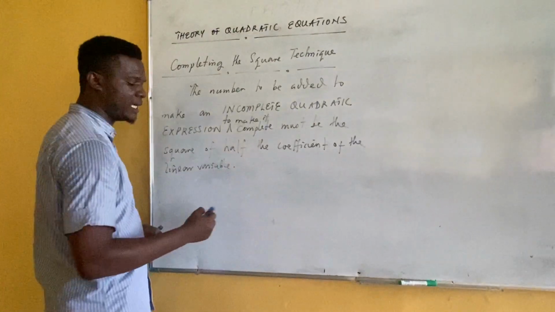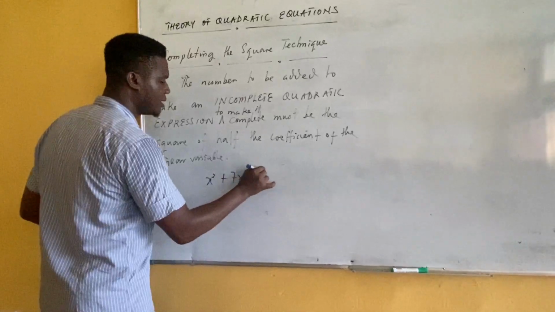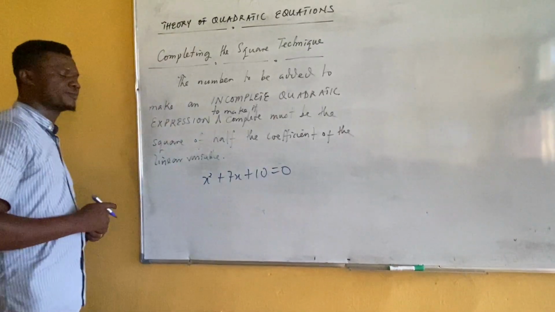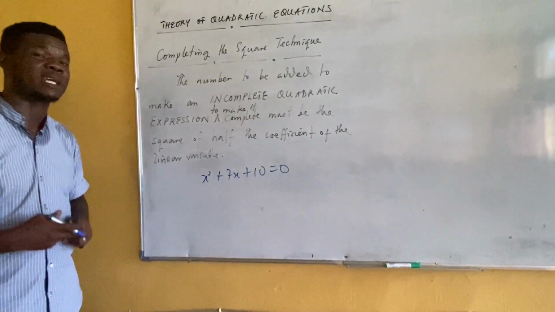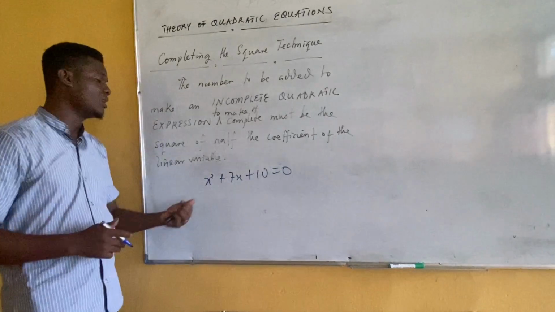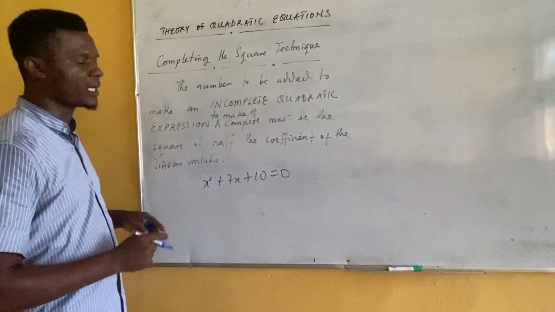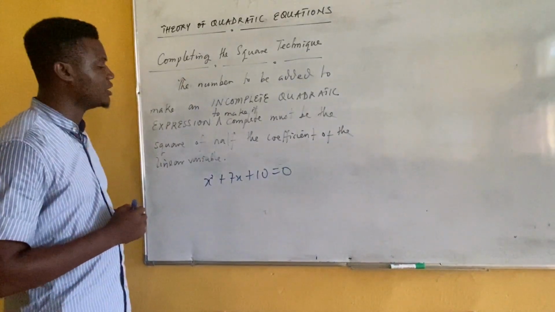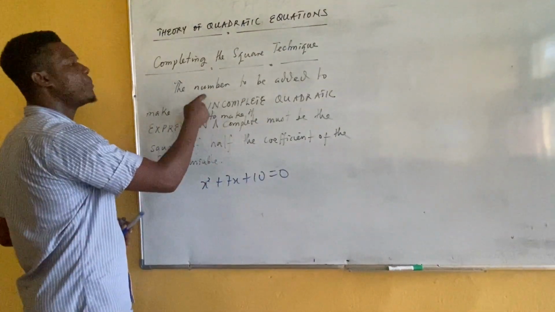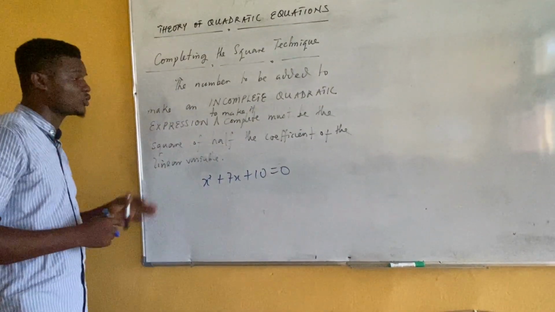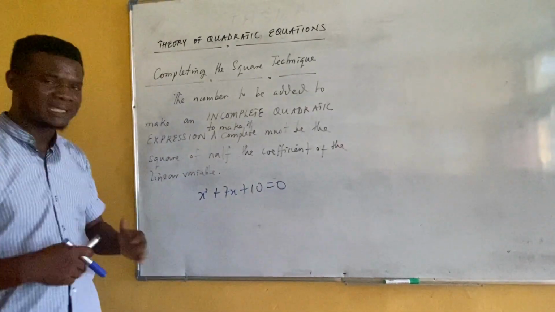So the problem we solved earlier was x squared plus 7x plus 10 equals 0. Now, if you don't want to use the trial and error technique or the factorization technique or the scissors method for solving quadratic equations, you can use the completing the square technique. How do you go about using this technique? All you have to do is understand this simple rule: the number to be added to an incomplete quadratic expression to make it complete must be the square of half the coefficient of x, and then simplify.